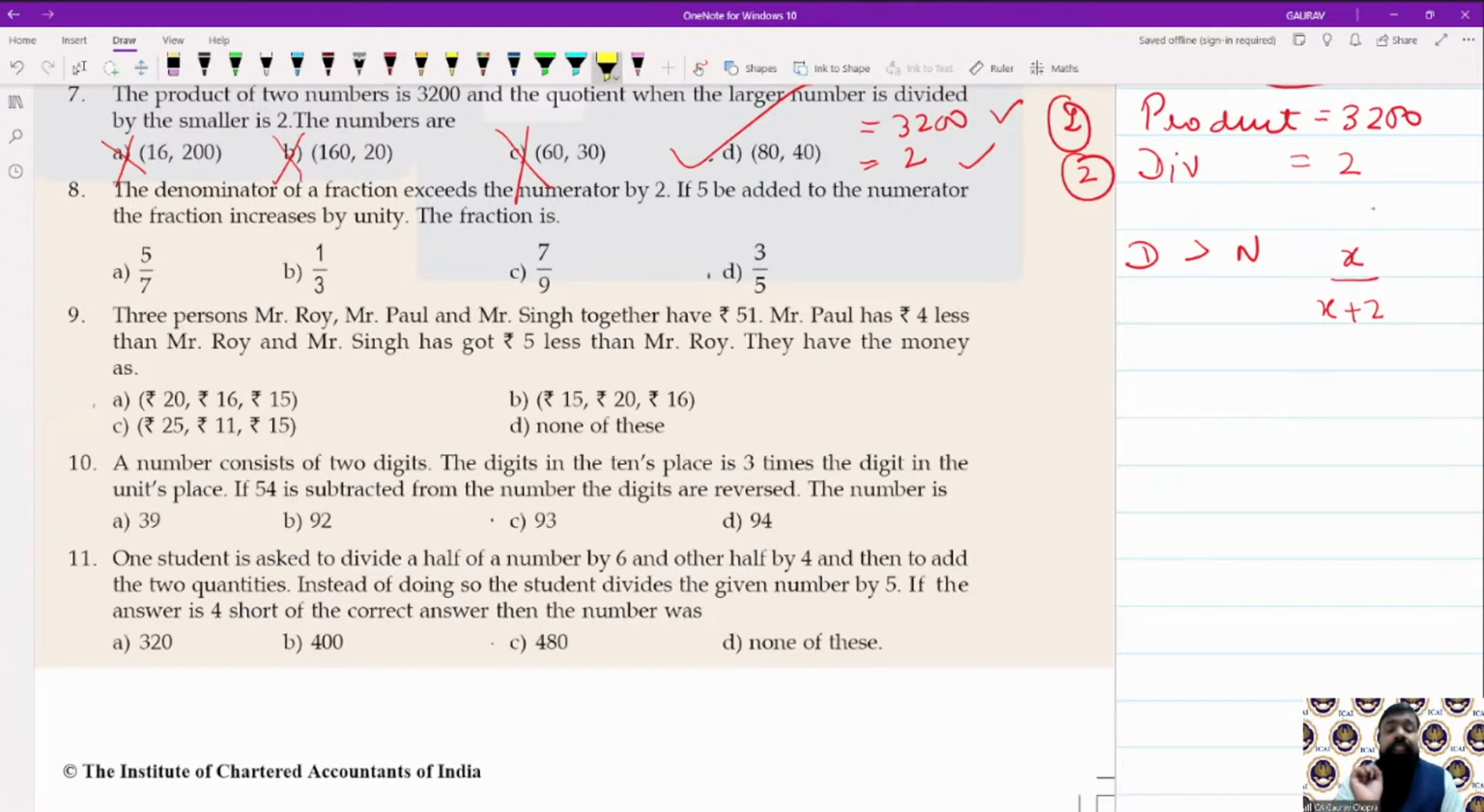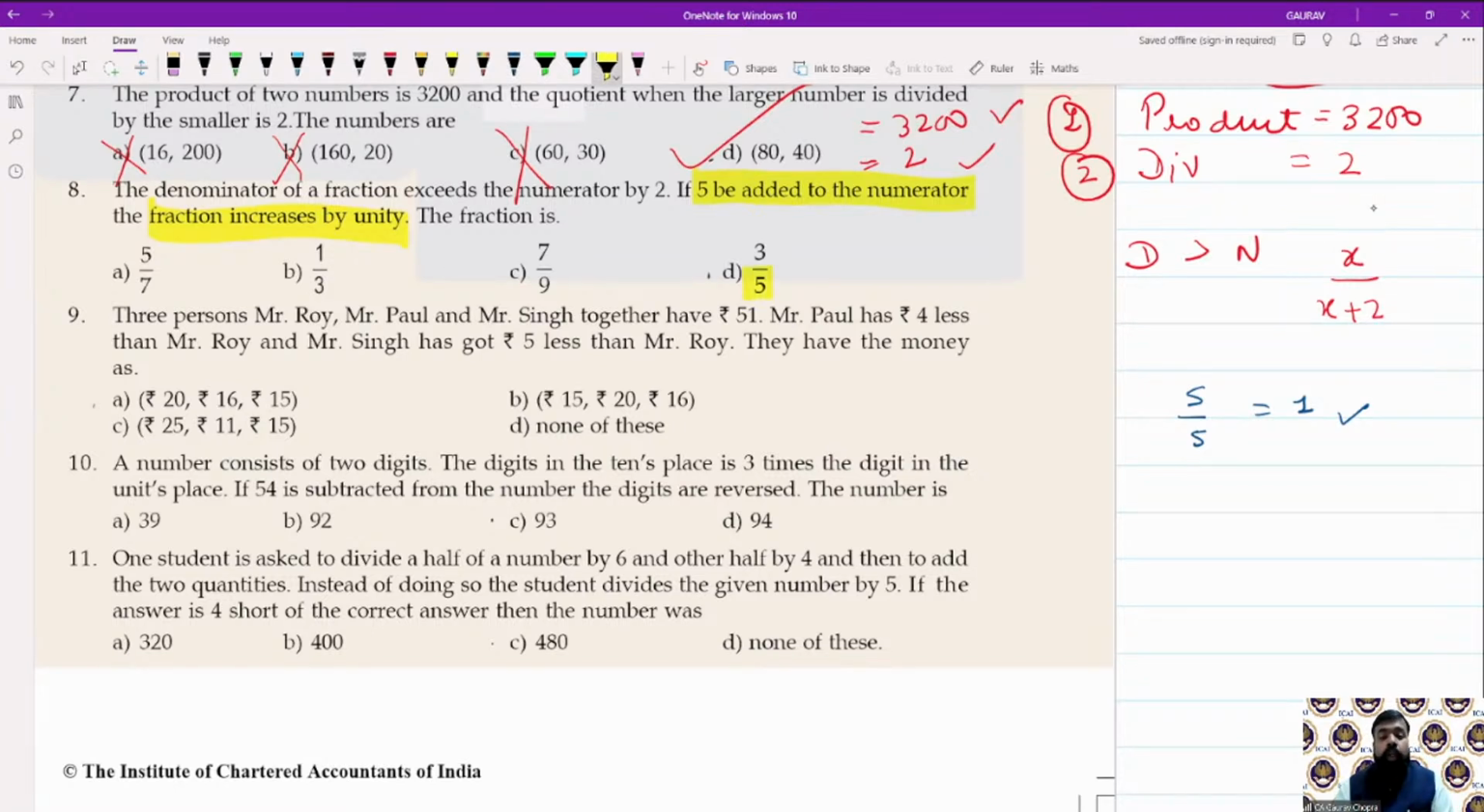So see, this statement is carrying our answer. Which statement? If 5 is added to the numerator, the fraction increases by unity. Now see, if we are increasing the number by 5 and the overall result is 1, then how is it possible? 5 को हम किससे डिवाइड करें जिससे रिजल्ट 1 आएगा? ऑफ कोर्स हम 5 से डिवाइड करेंगे. So if 5 is divided by 5, then the result will increase by 1. So हमें ऑप्शन में चेक करना है ऐसा कौन सा ऑप्शन है जिसका डिनोमिनेटर 5 है.